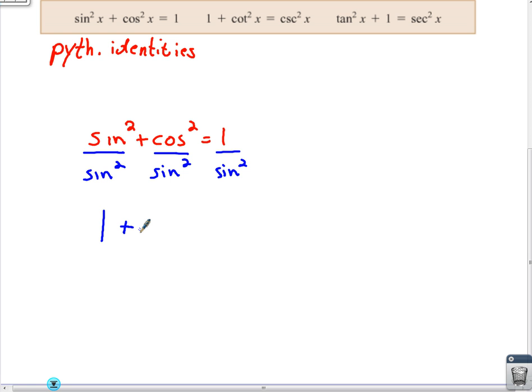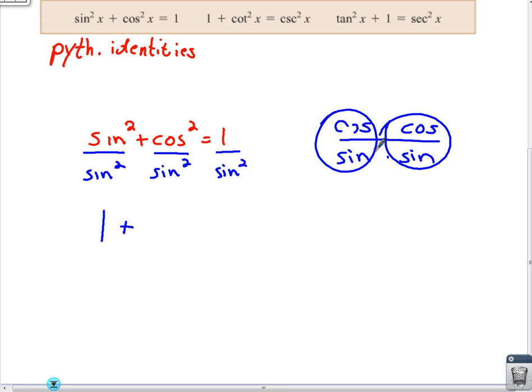Cosine squared divided by sine squared. Now, cosine squared, that's the same thing as cosine times cosine. And then sine squared is the same thing as sine times sine. What is cosine over sine? I told you a while ago, sine over cosine is tangent, right? What if you flip those two? What is cosine over sine? Cotangent. So therefore, this would be cotangent times cotangent, which is cotangent squared. So therefore, cosine squared over sine squared is cotangent squared.